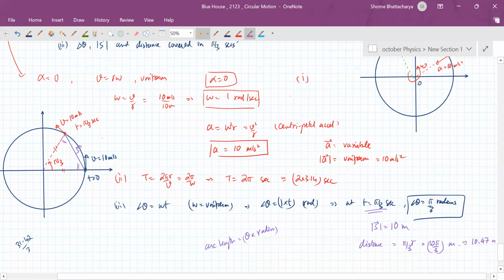Sir, how did you get the magnitude of displacement as 10 meters? See the diagram over there on the left, it's an equilateral triangle. Because this angle is 60, the other two angles are equal because radius and radius are equal. So it becomes an equilateral triangle. Yes, sir, got it.